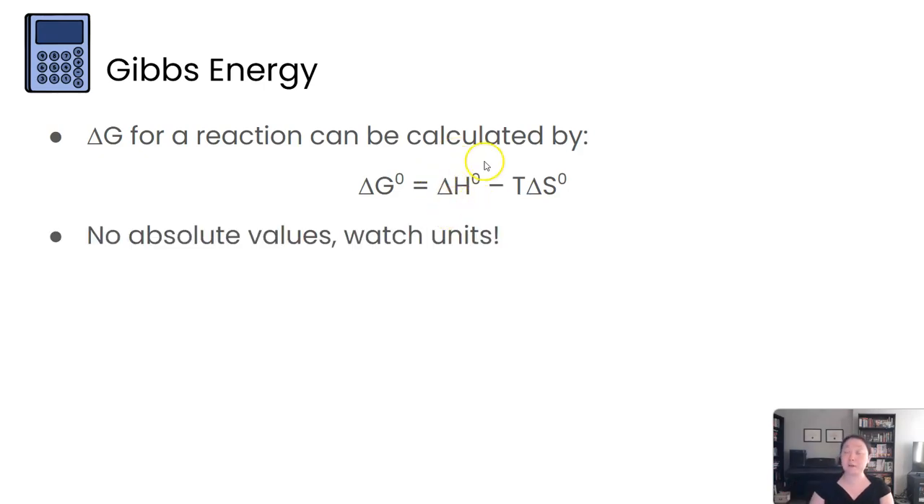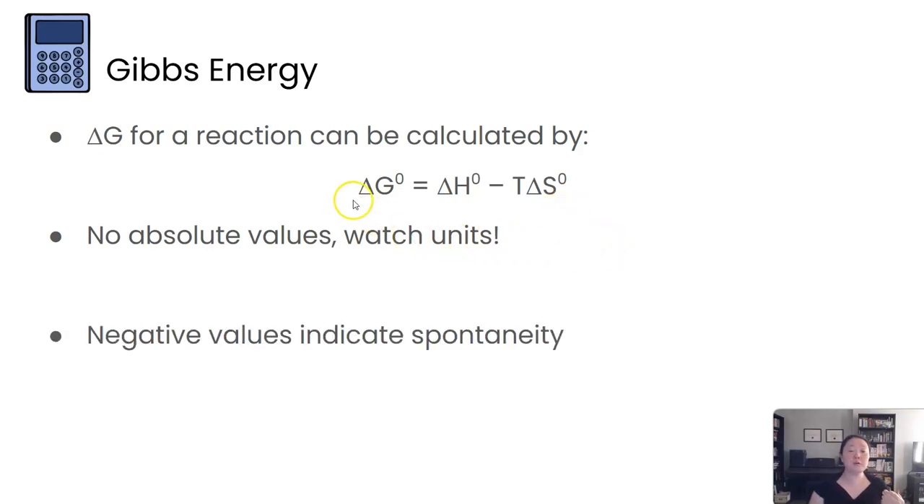Now, like enthalpy, Gibbs energy doesn't have absolute values. So it's always going to be a comparison between your reactants and products. Don't forget to watch your units when you're doing this calculation. Your Gibbs energy is going to have a unit of kilojoules per mole, which is matched by the units for enthalpy, which are also kilojoules per mole. However, your entropy is going to be joules per mole per Kelvin, so make sure that when you're doing this calculation, after you find out what that value is going to be, change it into kilojoules and then move on with the rest of your question.